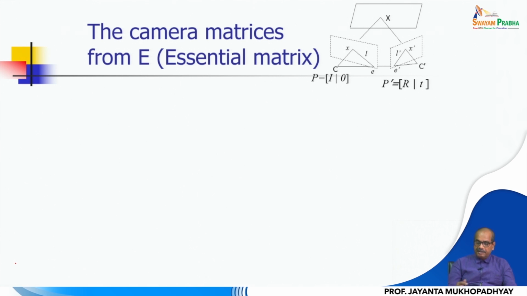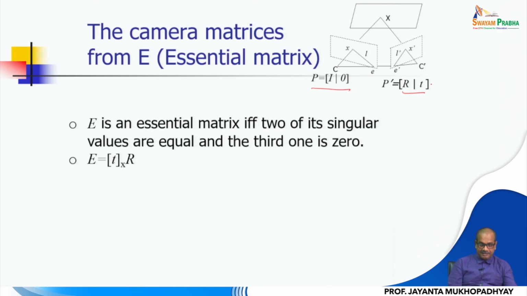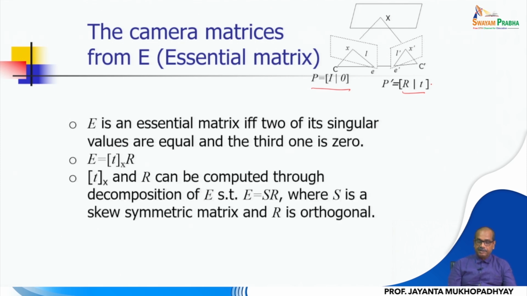So, this camera is [I|0], and there is an orientation, a rotation matrix R, and T is a translation matrix. We know the essential matrix in this case is T cross matrix R. You should note this. One of the properties of the essential matrix is that it is singular, but with singular value decomposition, both the nonzero singular values will be equal. That is one of the properties that is being used.